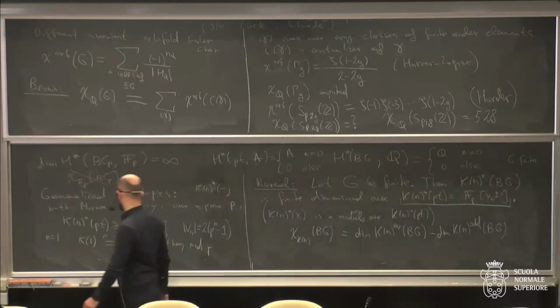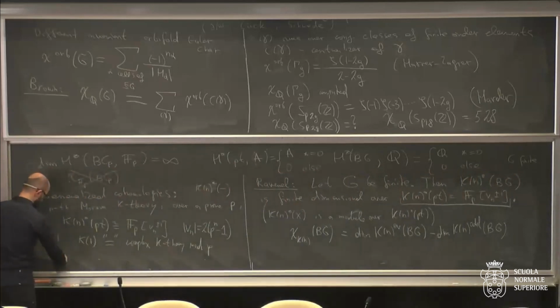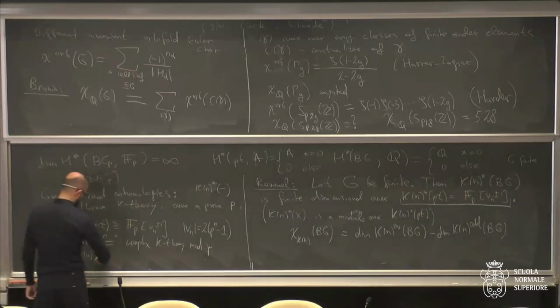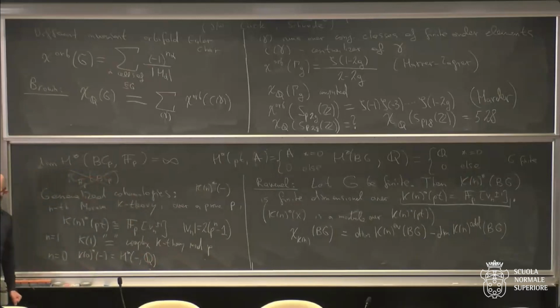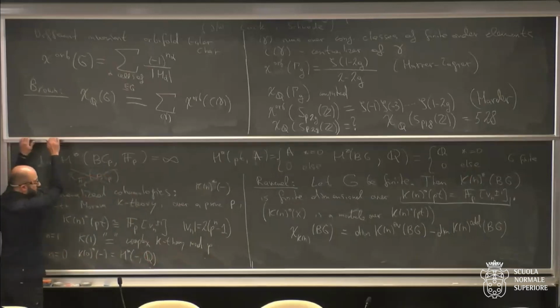A comment here is that you should think of when n is equal to 0, K_0 is just rational cohomology. So K_0 can be thought of as rational cohomology. That's one of the obvious observations about this stuff as well.